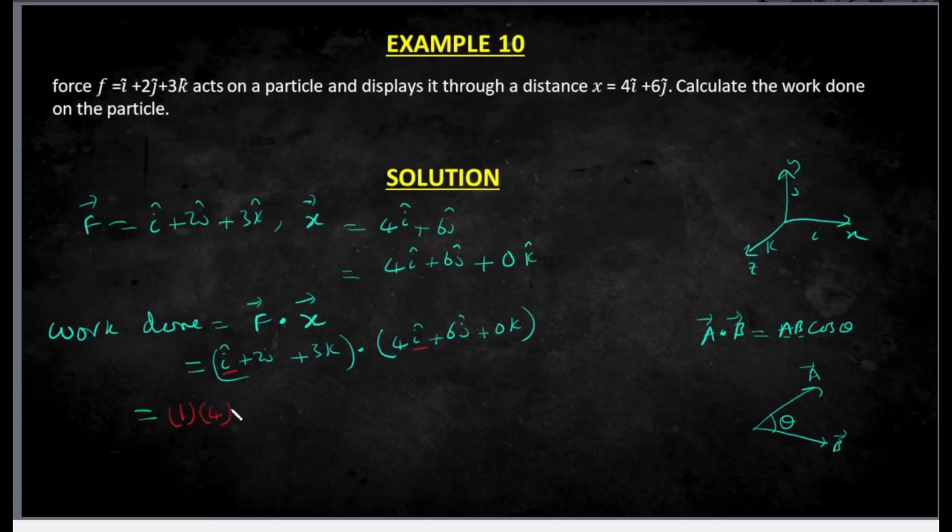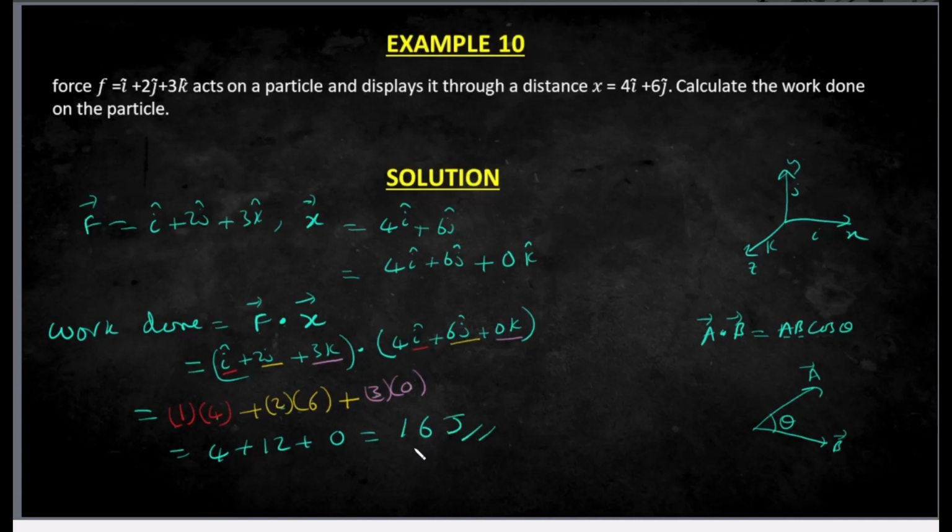You are finished with the i. Then you come for the j. You take the j in the first bracket and look at the j in the second bracket. In the first bracket, we have coefficient 2, so we just write 2. In the second bracket, we have 6j, so we just write 6. We are done with the j. Then we come for k. For the k, we have 3k and 0k. That is 3 from the first one, and the other one has 0. So all we need to do now is multiply and add. 1 times 4 is 4. 2 times 6 is 12. 3 times 0 is 0. Then 4 plus 12 will give me 16 joule.